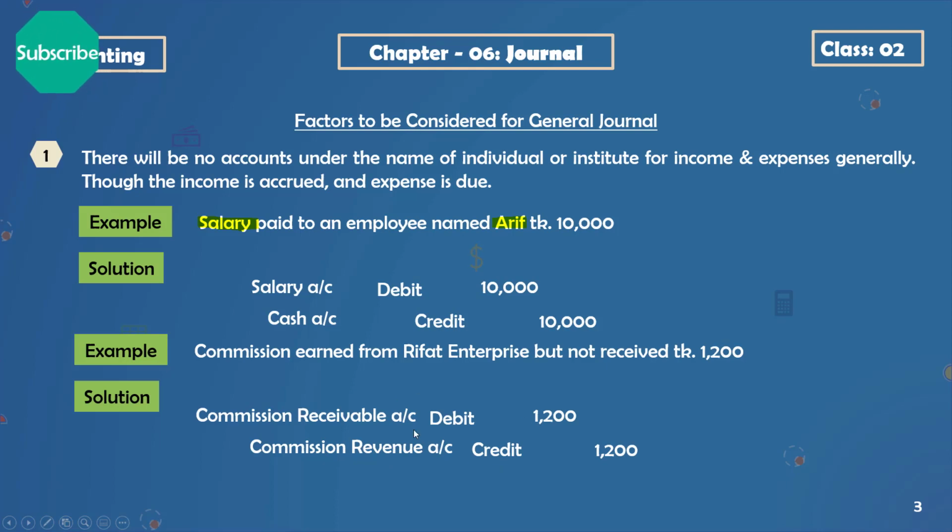Note this very carefully. You must write the name of the expense or revenue account and never write any individual or institution's name for this type of transaction.